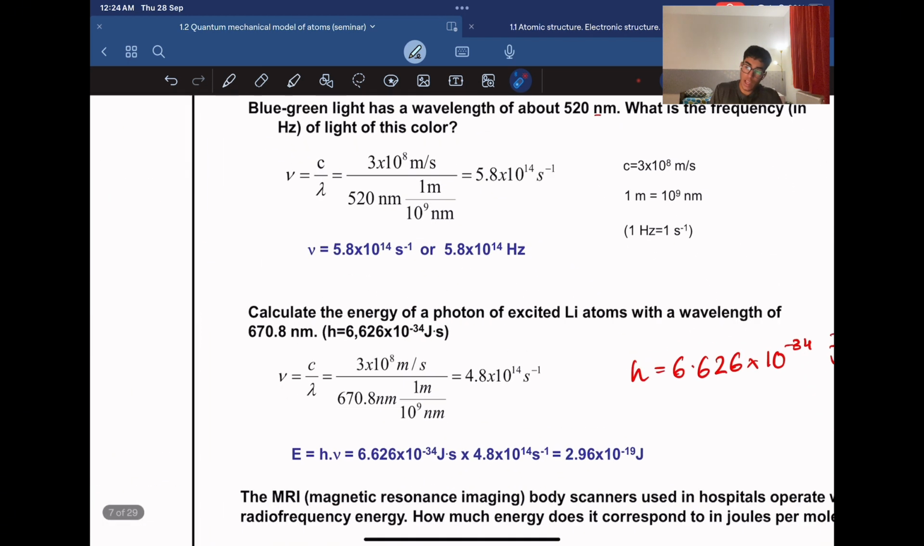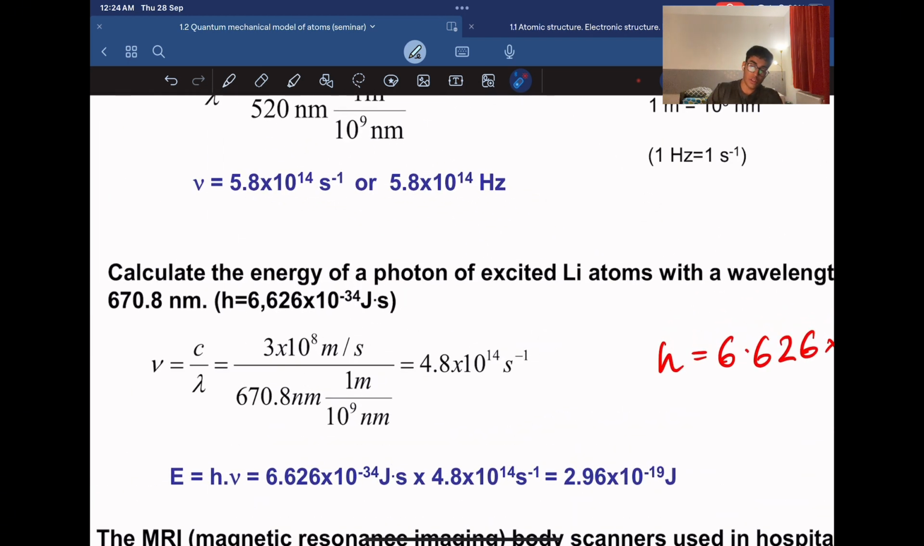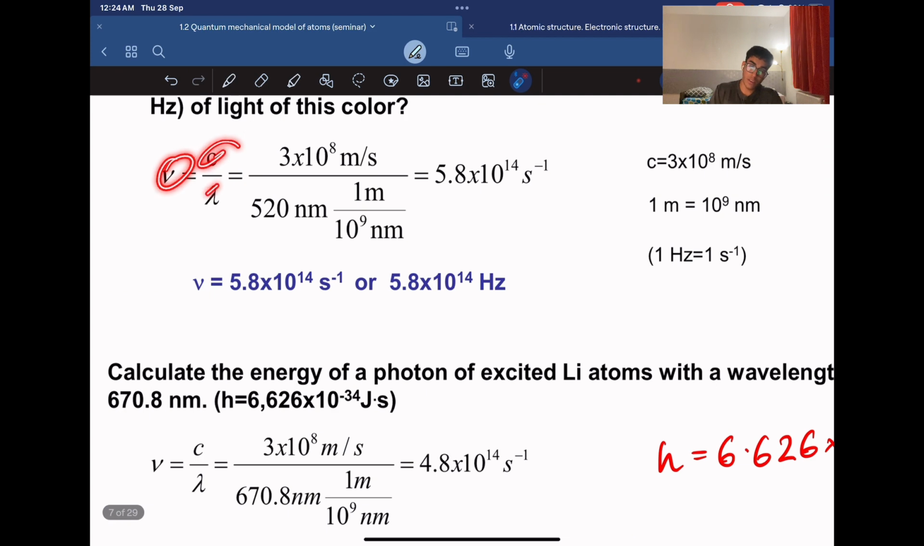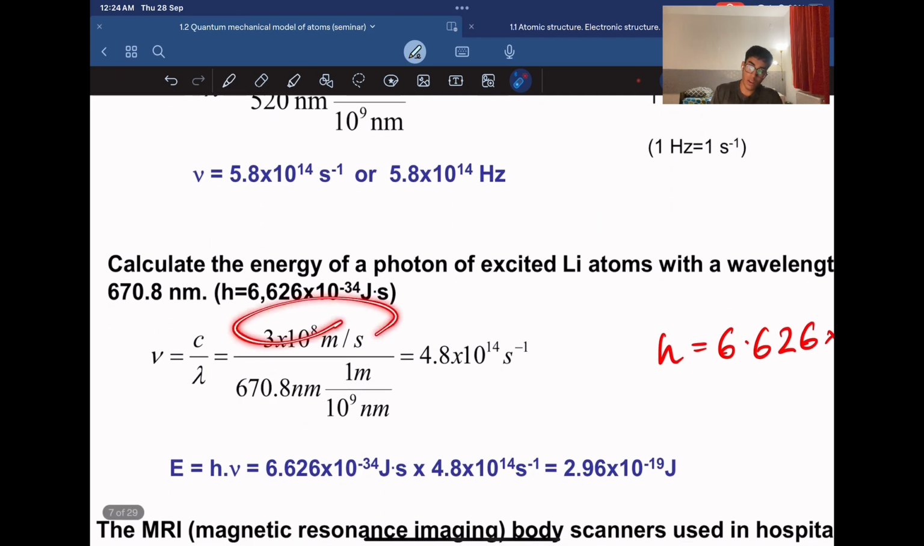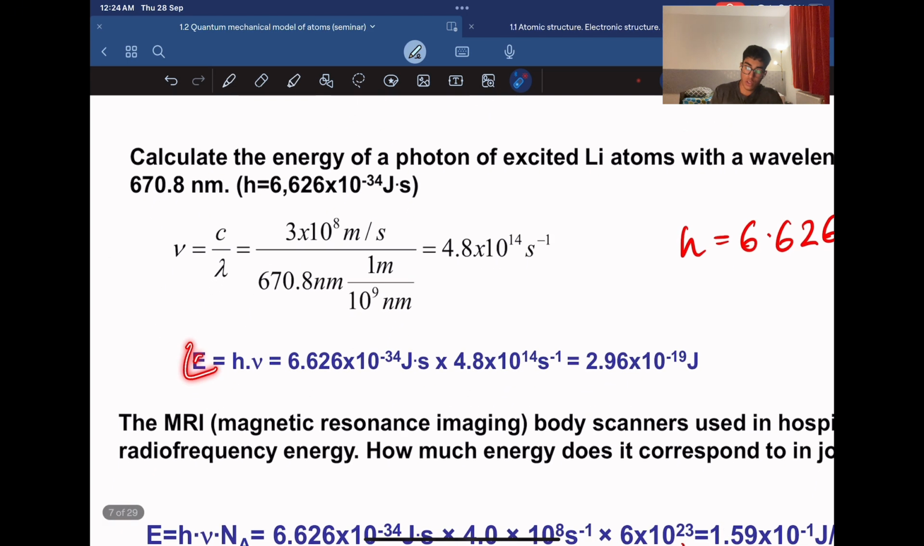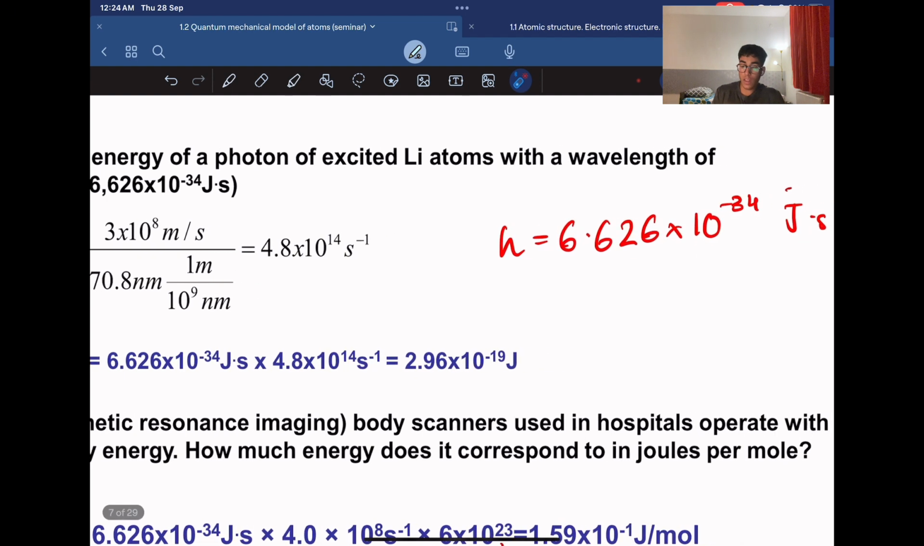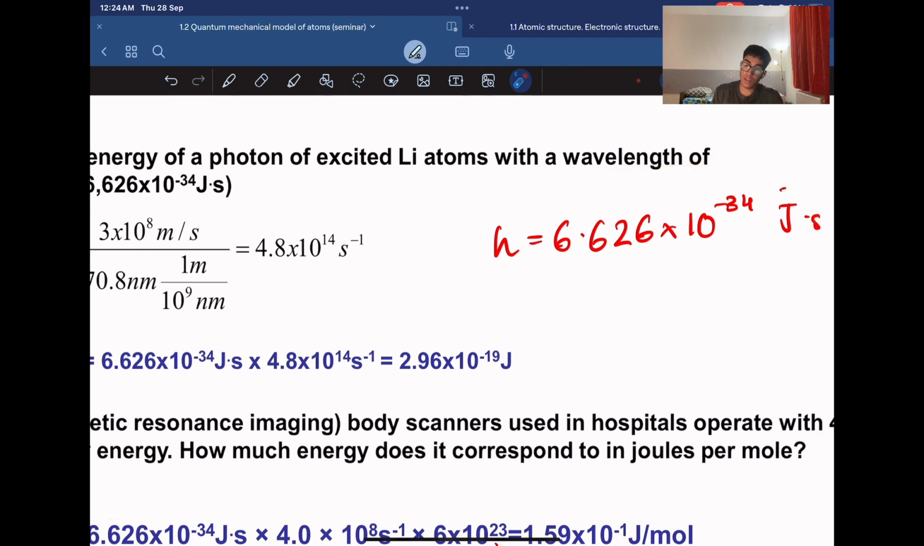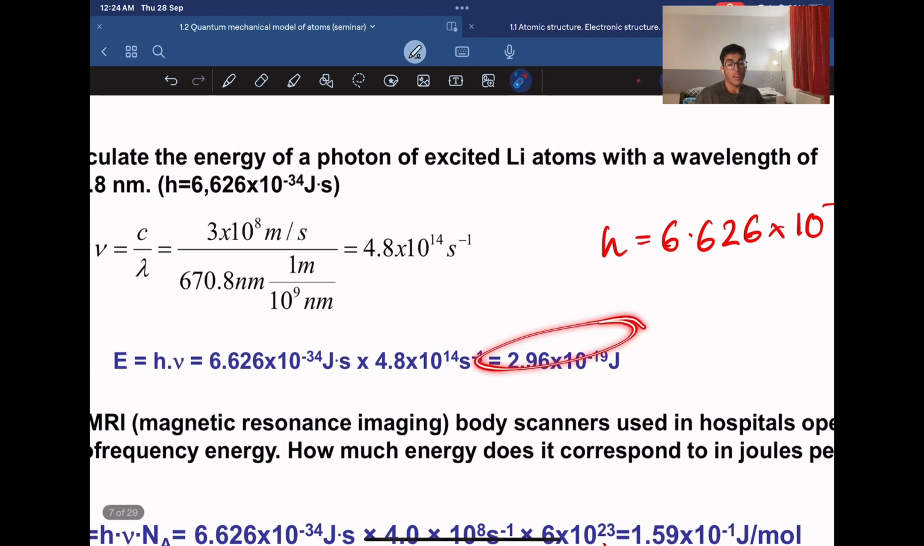So again, using that formula, first we're going to calculate nu, because we need nu, and we're going to do it the same way we did it over here, using nu is equal to C by lambda. Convert the nanometers to meters, don't forget that. And once we have nu, use E is equal to h nu, and h over here, as you can see, is 6.626 into 10 raised to minus 34 joule second. And then we're going to get our energy value in joules.